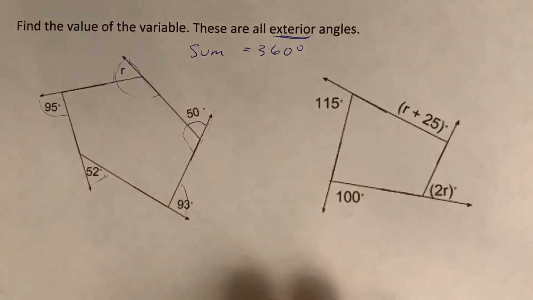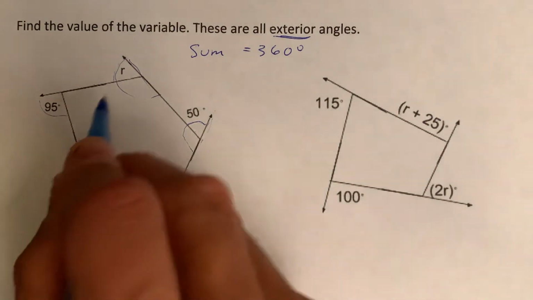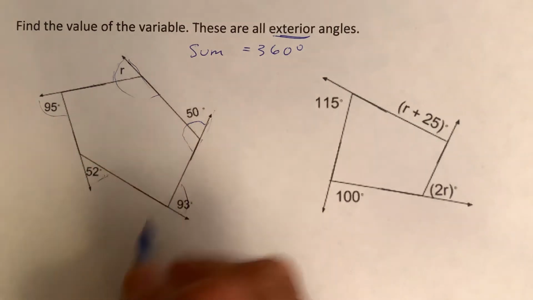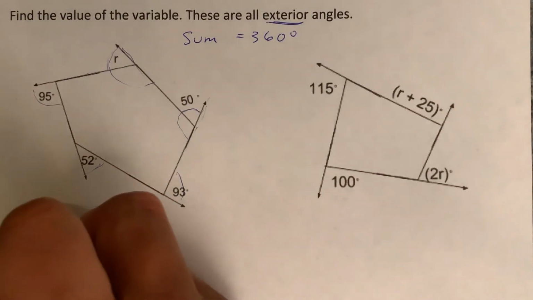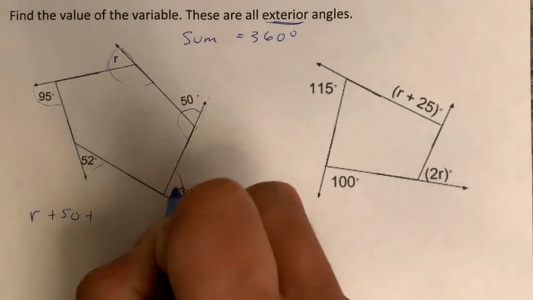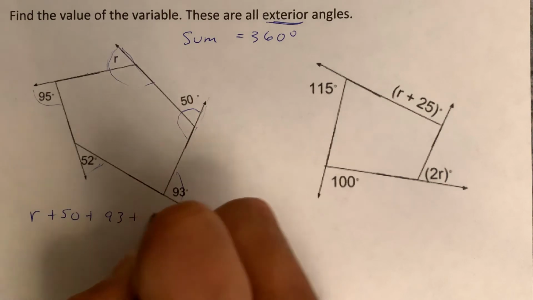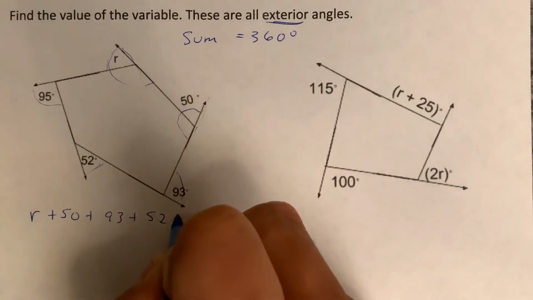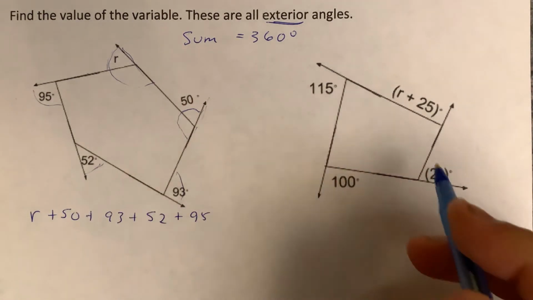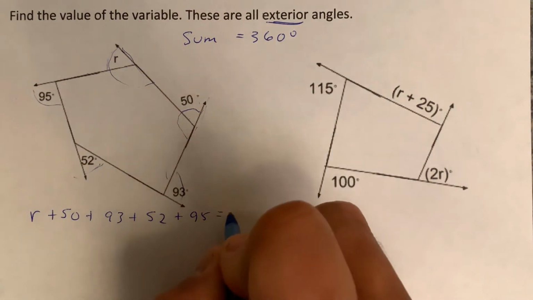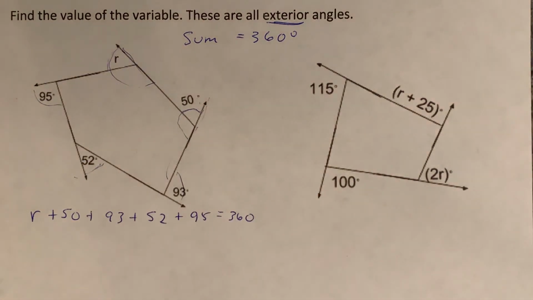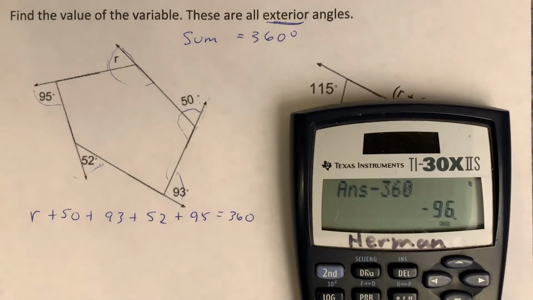We're just going to have to go ahead and find the missing one. So I'll start over here at R and say R plus 50, go right around, plus 93, plus 52, plus 95. Did I get them all? 1, 2, 3, 4, 5. Yeah. Equals 360. And then go ahead and add those all together.